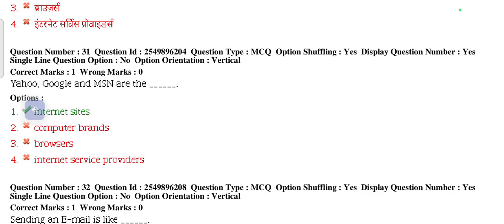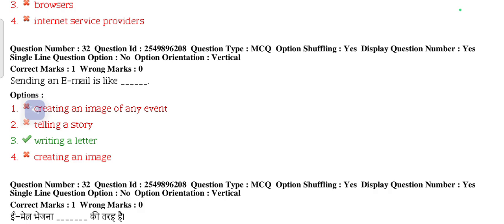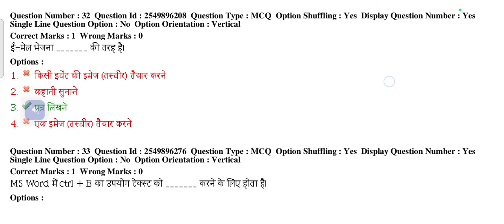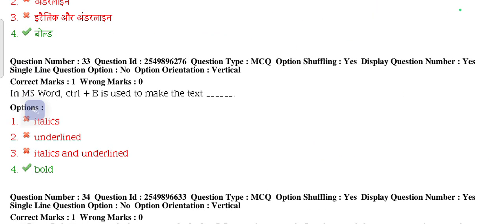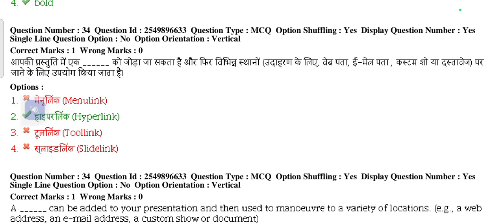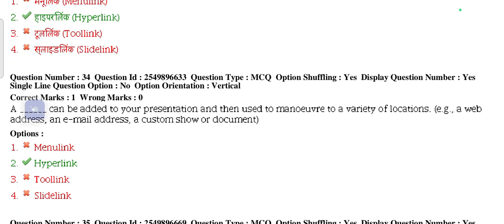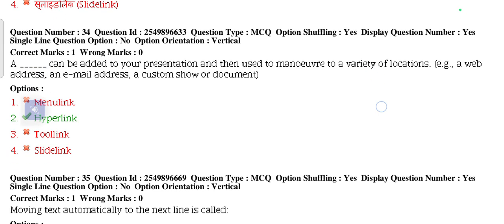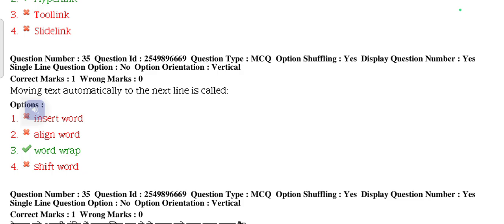Yahoo, Google, and MSN are internet sites. Sending an email is like writing a letter. In MS Word, Ctrl plus B is used to make the text bold. A hyperlink can be added to your presentation and then used to maneuver to a variety of locations, for example a web address, an email address, a custom show or document. Moving text automatically to the next line is called word wrap.